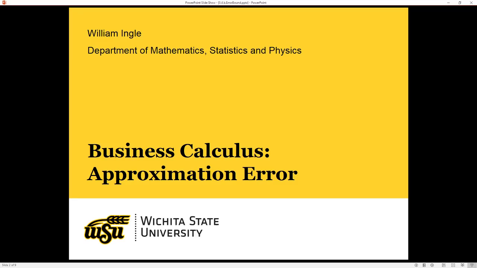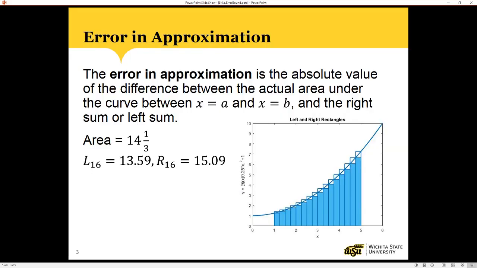All right, in this lecture we're going to talk about approximation error. Approximation error is the absolute value of the difference between the actual area under a curve between two endpoints, x equal a and x equal b, and the right or left sum. In our last lecture we calculated the left and right sum with 16 rectangles whose bases formed 16 equal line segments between 1 and 5.